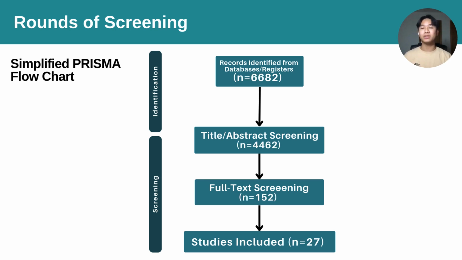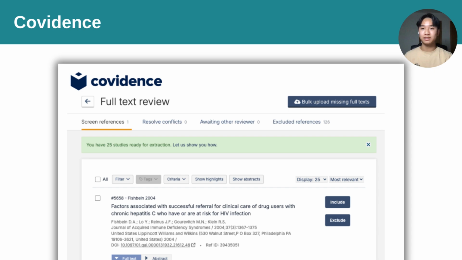So in my case, I started with 6,682 articles, removed duplicates to yield 4,462 papers. Yvonne, my second reviewer, and I then screened the title and abstracts of these, where we had to reach consensus on each and every one of the papers. We went down to full text screen 152 articles, repeated the same consensus process, and then ended up with a final sample of 27 articles to analyze.